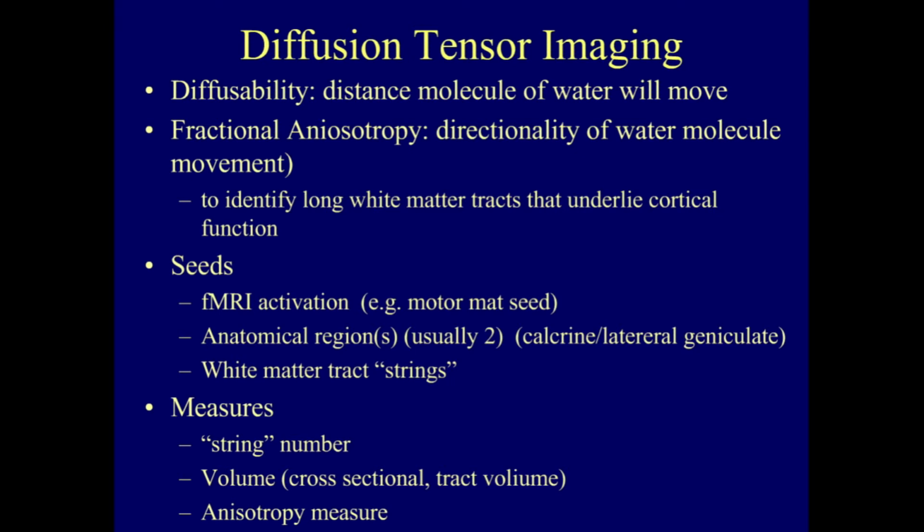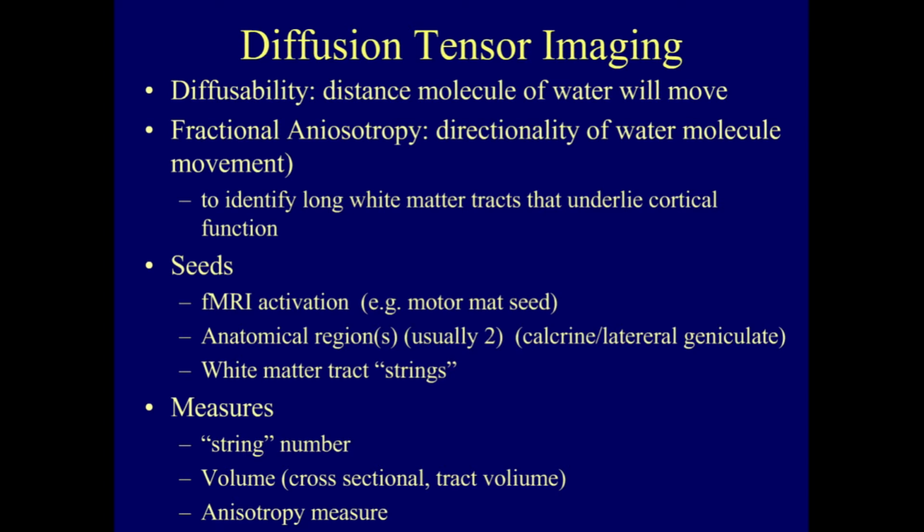In order to analyze these data, one can use a seed. One can use an fMRI activation seed, for example, the motor cortex. One can use an anatomic region, typically 2 regions, to find out where the tracts go. For example, for the visual tracts, one uses the calcarine fissure and the lateral geniculate body. One can also look at a white matter area where you know the tracts pass through and count the number of strings.